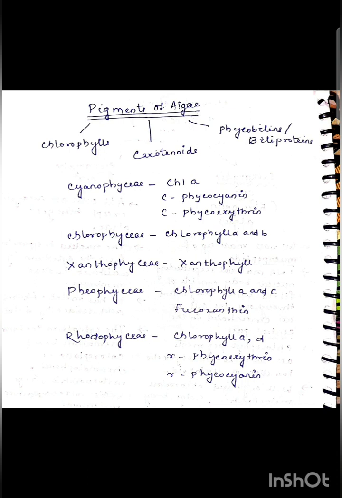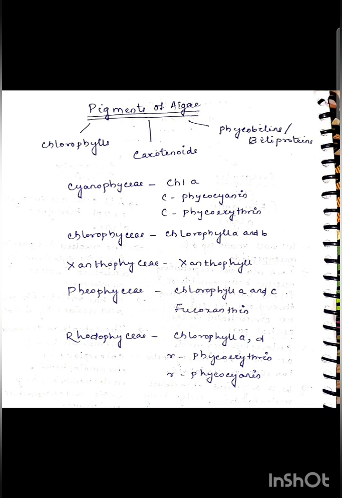Cyanophyceae have phycocyanin and phycoerythrin. Similarly, Rhodophyceae have phycoerythrin and phycocyanin. But the main difference is Cyanophyceae have their characteristic phycocyanin and characteristic phycoerythrin. Rhodophyceae have their specific phycoerythrin and phycocyanin.